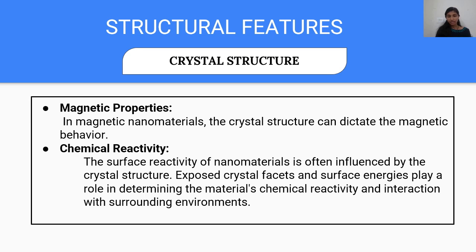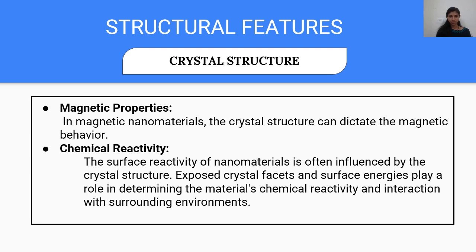In magnetic nanomaterials, the crystal structure can dictate the magnetic behavior. For example, iron oxide nanoparticles can exhibit different magnetic properties depending on whether they have a magnetite or maghemite crystal structure. The surface reactivity of nanomaterials is often influenced by the crystal structure. Exposed crystal facets and the surface energies play a role in determining the material's chemical reactivity and the interaction with the surrounding environment.